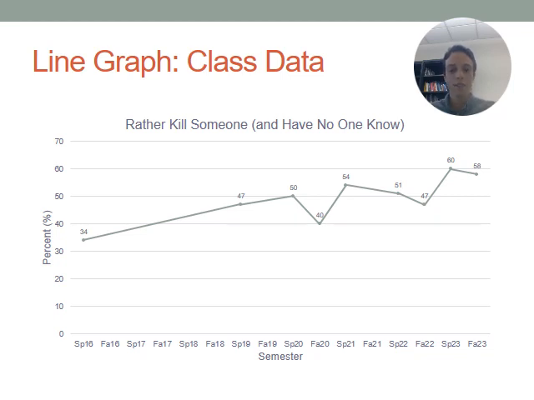And this is a line graph that shows the percentage of students in the survey, so our relative frequency, who said that they would rather kill someone and have no one know, than kill no one but have everyone think they did. And what you can see here is that this line has been ever so slightly trending up since I started teaching. I don't think it means anything, but it's kind of funny to think about. But you can see we have these qualities of the line graphs that I talked about before, where we're measuring the passage of time on the x-axis, in this case by semester, and we're measuring a frequency on the y-axis, and we're seeing how that frequency has changed over time.